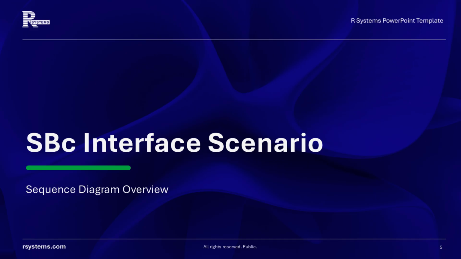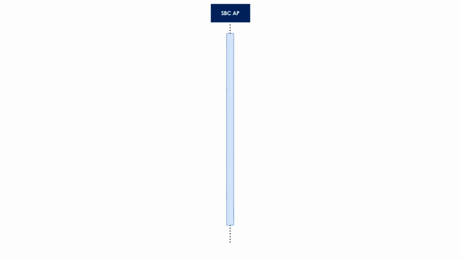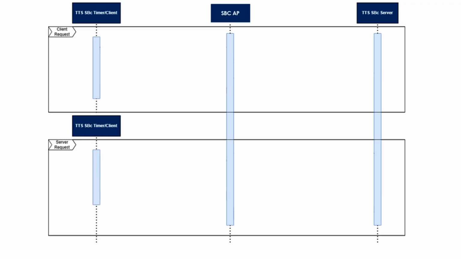Next, I will show you how the TTS SBc Client and Server plugins manage SBc AP messages through a simple sequence diagram. The main element in our sequence diagram is the SBc AP protocol, which establishes connection between the client and the server so that they can communicate with each other. On the right side of the diagram, we've added a server. For this demonstration, we'll be using a TTS SBc server element. On the left side of the diagram, we've added a client. This will be represented by two elements in the demo: the TTS SBc client and the TTS SBc timer, each representing one of the two scenarios we want to show.